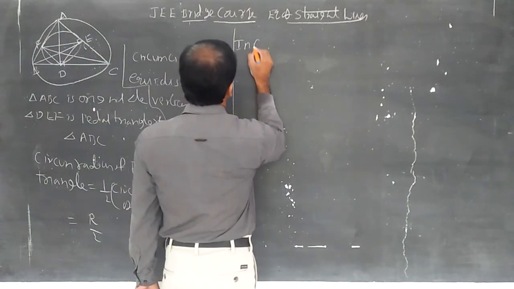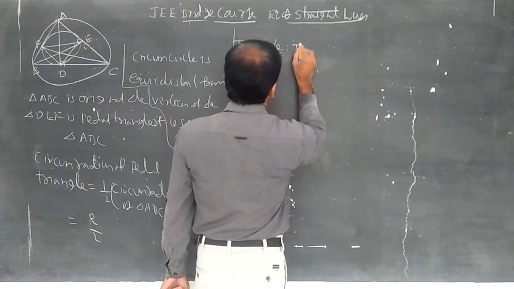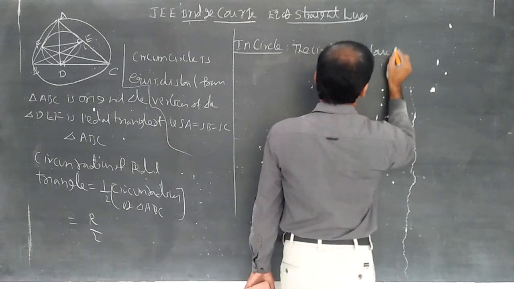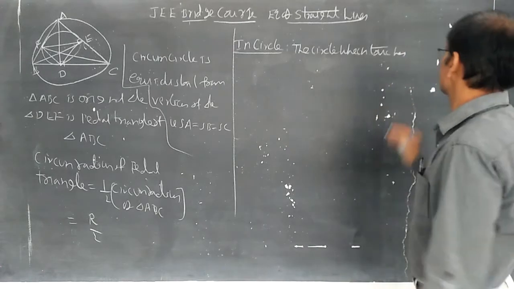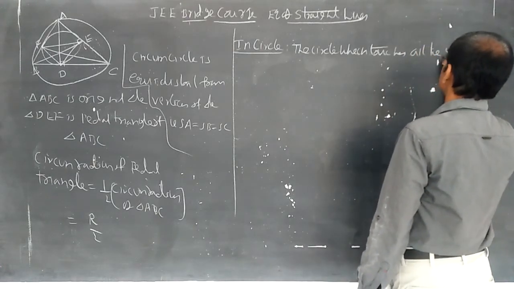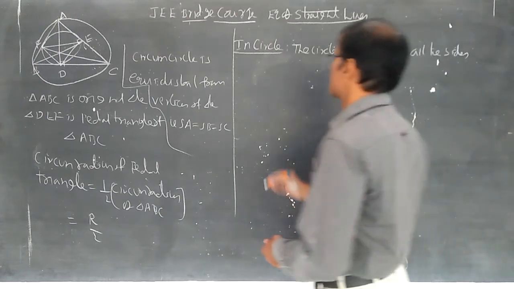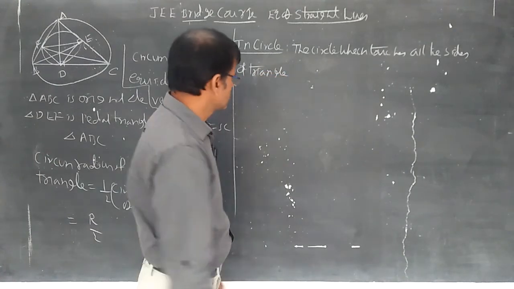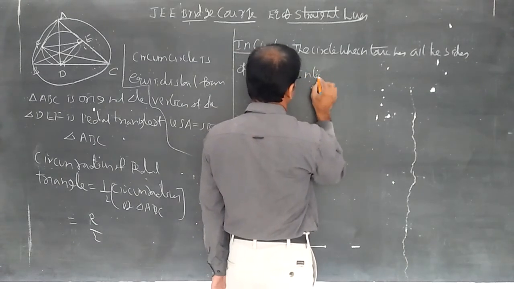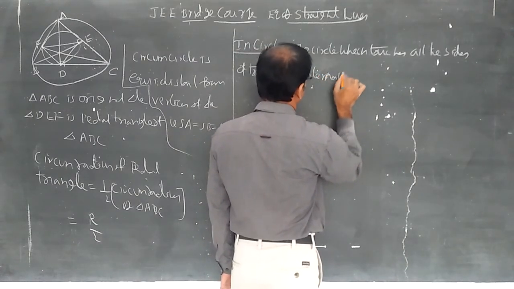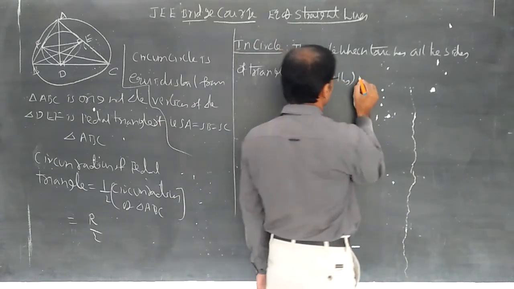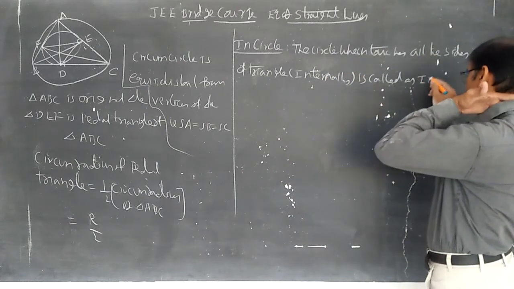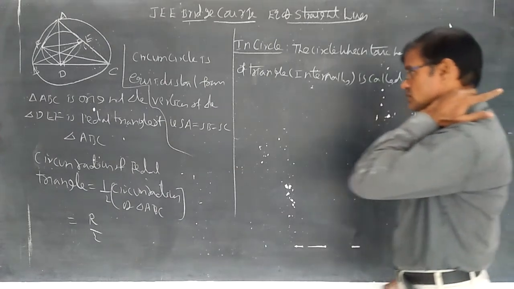Now, incircle. The circle which touches all the sides of triangle, in bracket you write internally, is called as incircle.